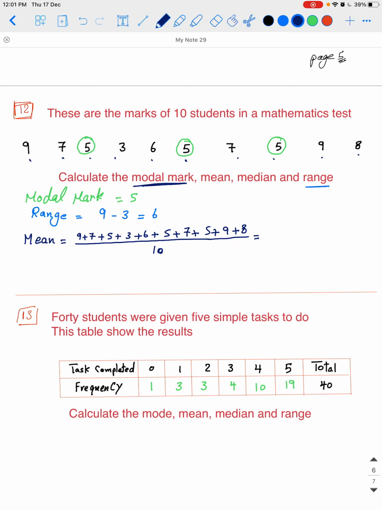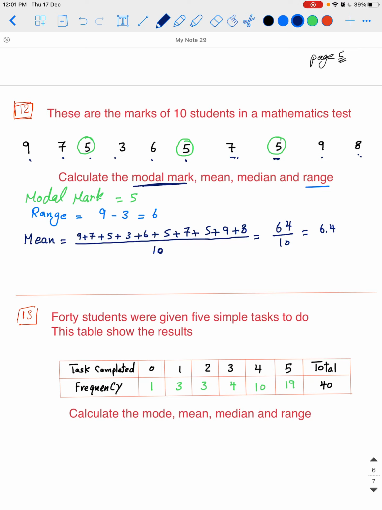Let's calculate the sum. 9 and 7, 16. 16 and 5, 21. 21 and 3, 24. 24 and 6, 30. 30 and 5, 35. 35 and 5, 40. 40 and 7 and 8, so 15, so 55. 55 and 9, so it's 64, I think. 64 divided by 10, so it will be 6.4.